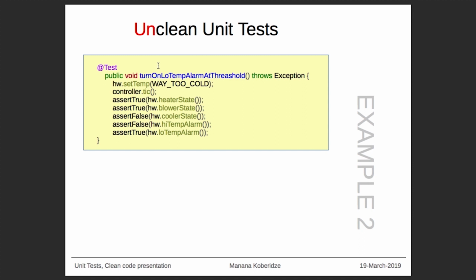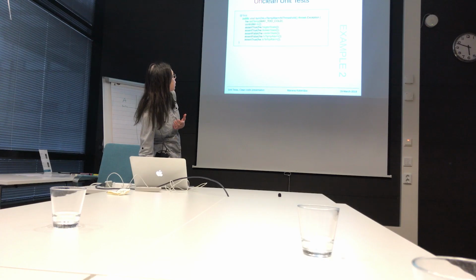Well, let's see another example. This is another test which switches on heater, blower, and temperature alarm if the temperature is way too cold. So this true says that heater will be switched on, blower will be switched on, and temperature alarm will be switched on.